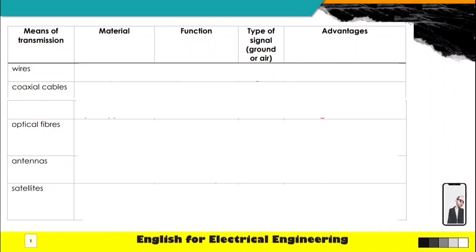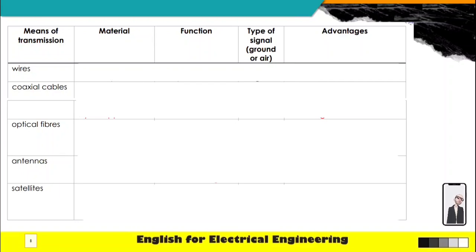Right, here we go. So this is the chart that should be filled in right here. Means of transmission, material, function, type of signal or advantages. And here we've got wires, coaxial cables, optical fibers, antennas, and satellites. Okay, so if you want, you can jump back and forth between the texts and the chart. You can take a screenshot and make notes to answer the questions.